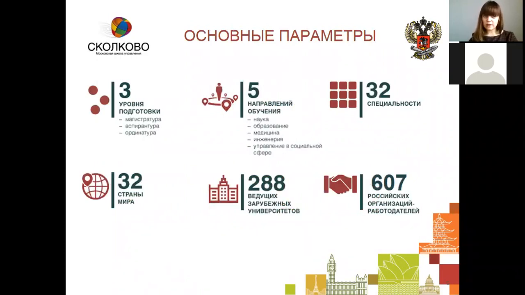У нас все также финансируется только postgraduate level. Это магистратура, аспирантура и ординатура. По 5 направлениям обучения: наука, образование, медицина, инженерка и управление в социальной сфере. Такое загадочное. Сразу скажу, что менеджмента в чистом виде в данном направлении нет. Несмотря на то, что в рамках этих 5 направлений есть 32 специальности, чистой экономики нет, финансов нет и чисто менеджмента нет. Пожалуйста, не огорчайтесь. У нас есть из чего выбрать.